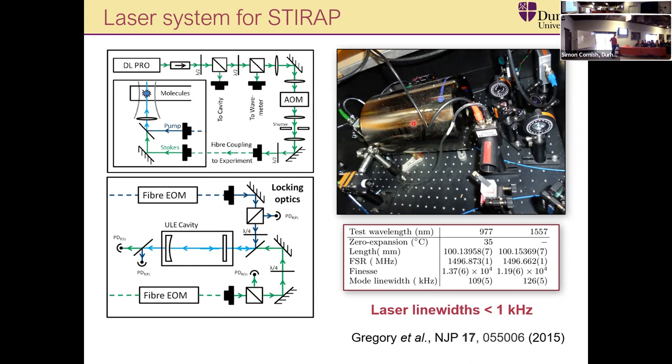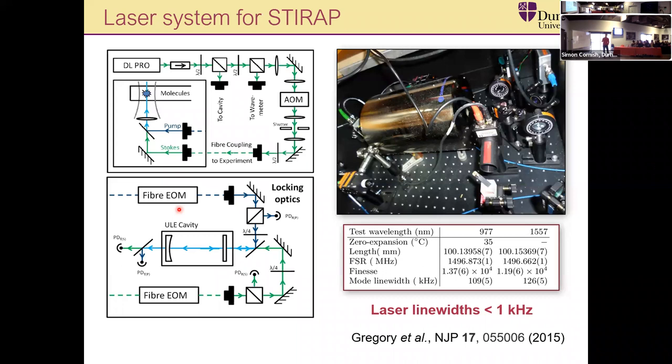The cavity has a linewidth of about 100 kilohertz. If you do a reasonable job of locking the lasers to this cavity, you get laser linewidths on the order of a kilohertz or so. This is all explained in this paper if you want the detail, but we use fiber-based EOMs because, of course, the cavity modes are not at arbitrary frequencies, and so we offset lock the lasers using fiber-based EOMs. That basically gives us continuous tunability of the lasers with respect to these cavity modes.